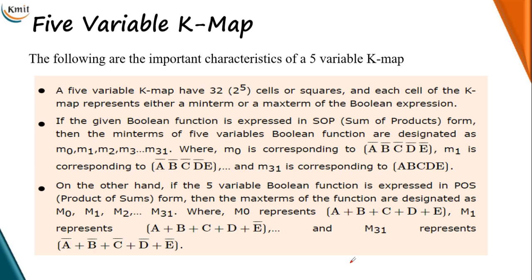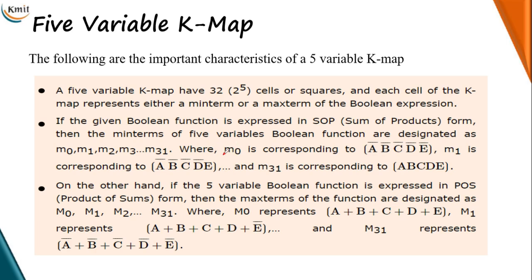minterms or maxterms. Minterms are represented with small letters, and these are product terms with the 5 variables, starting from m0 to m31, and maxterms are represented with capital M's, from capital M0 to capital M31. Maxterms are sum terms whose functional values are 0. Minterms are product terms whose functional values are logical 1.